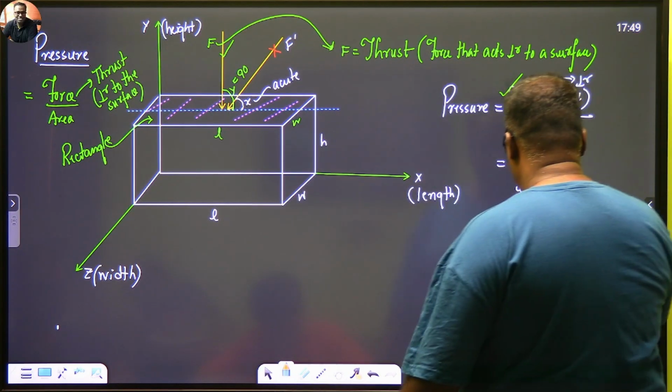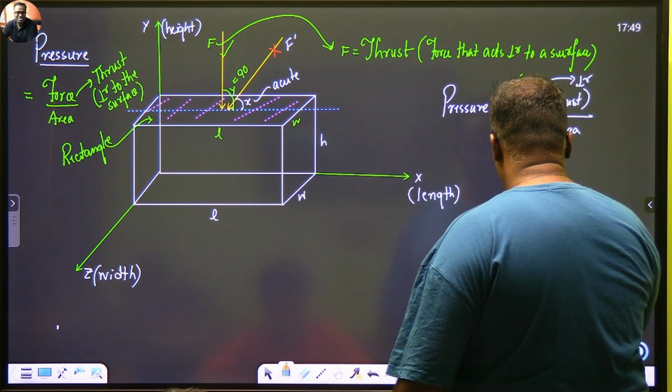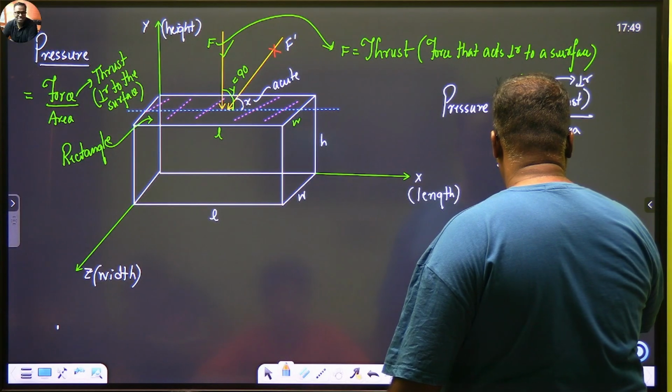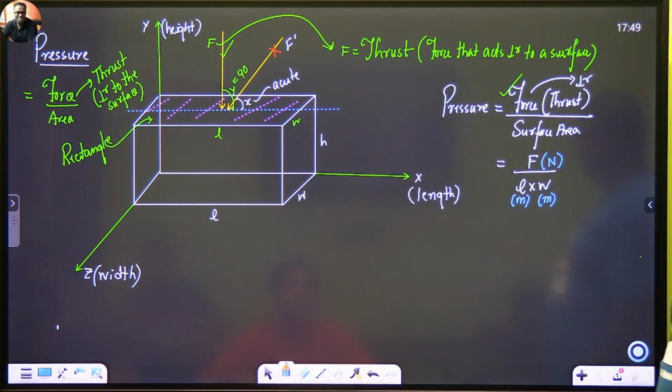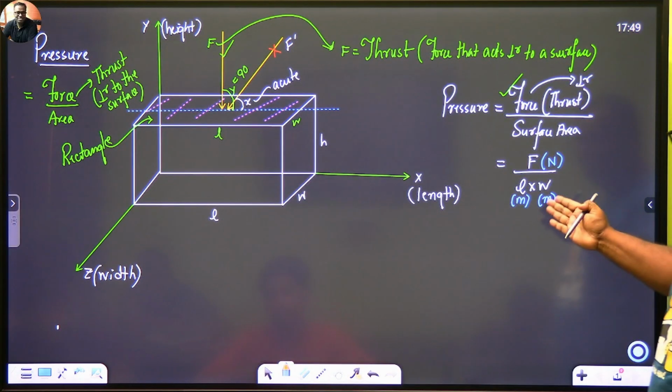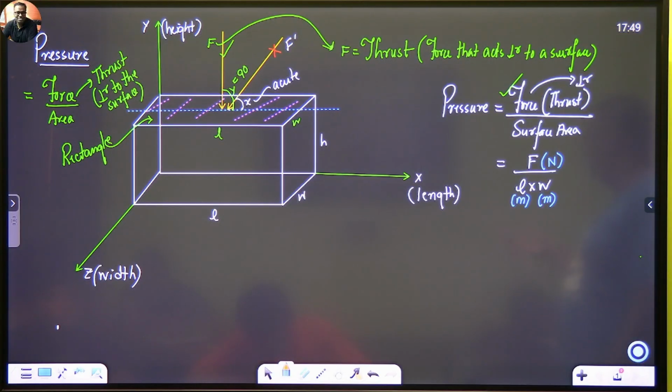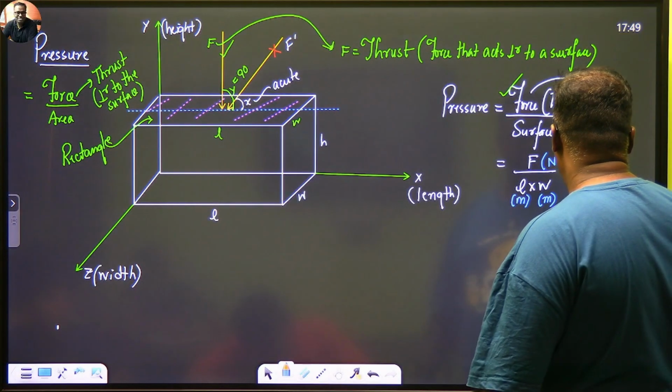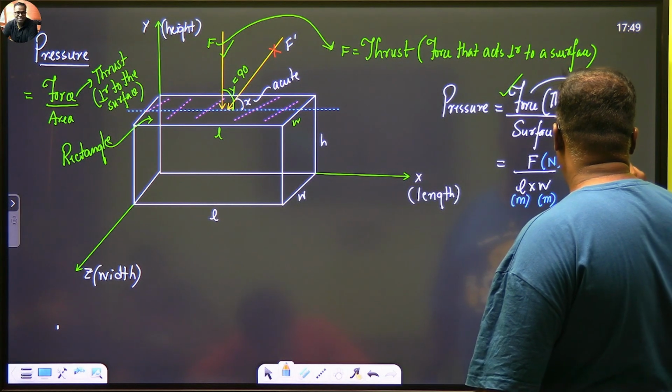Now look at the area. We have got a length and we have got a width. Both are in SI unit, expressed as meters. So it will be meter times meter. If you have done a little bit of exponents, then meter times meter is meter square. So this is Newton upon meter square.